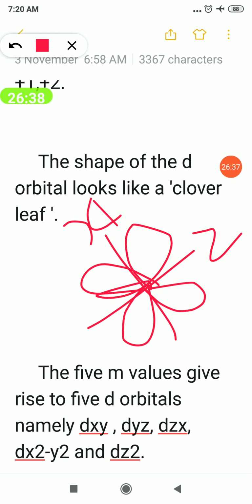Okay, these three are non-axial orbitals, dxy, dyz and dzx. These 3 are non-axial orbitals and the remaining 2 are axial orbitals.